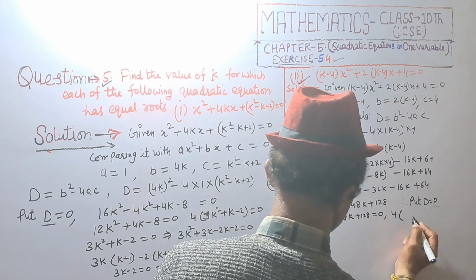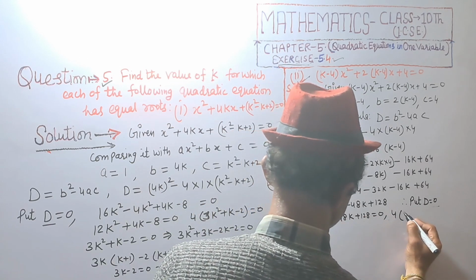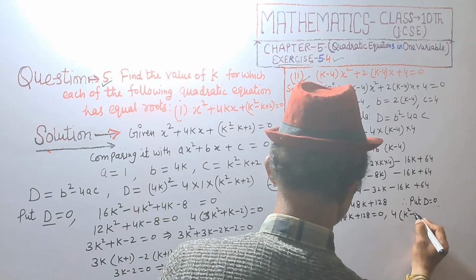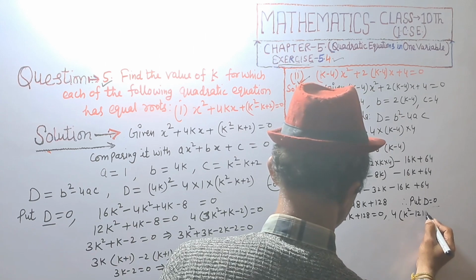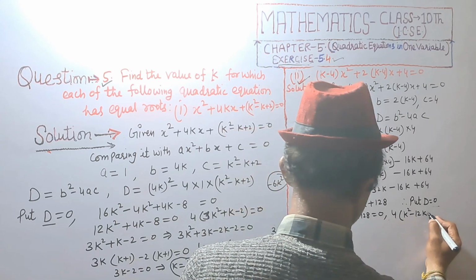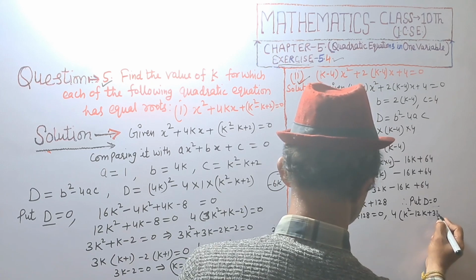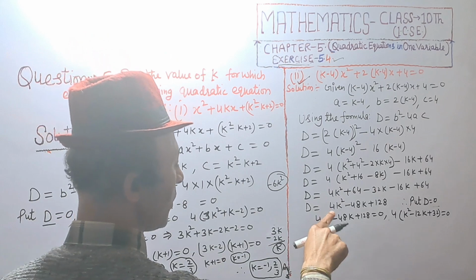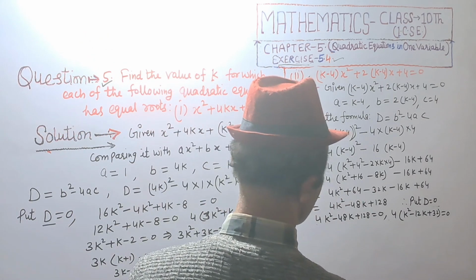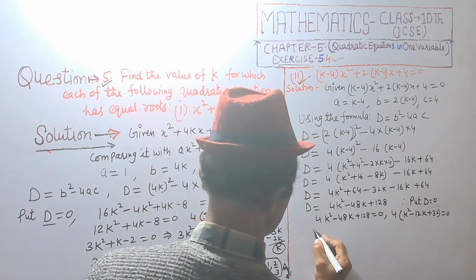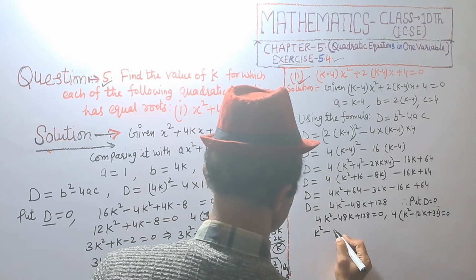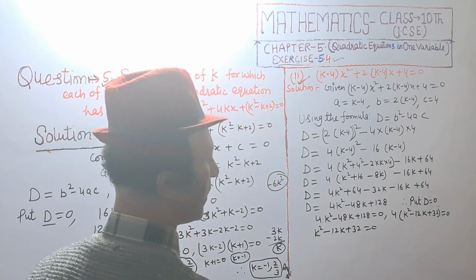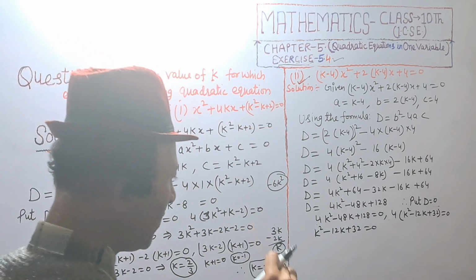We are taking common 4 in this quadratic equation, and k square minus 12k plus 32 equal to 0. 32 4s are 128. 4 is not equal to 0, and the quadratic equation k square minus 12k plus 32 is equal to 0, and we are splitting by middle term.